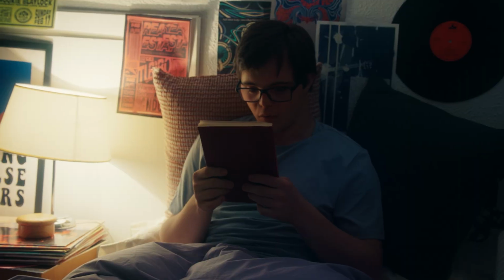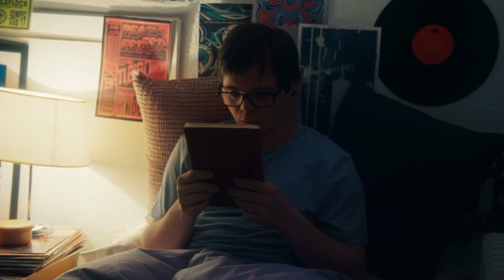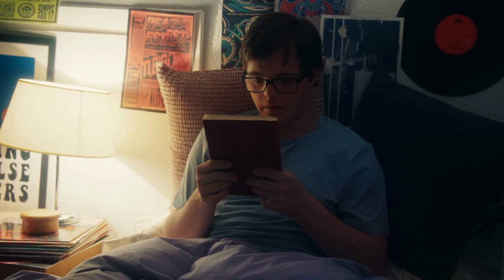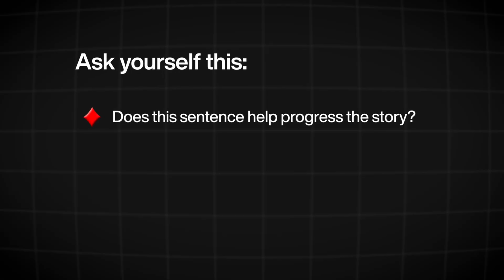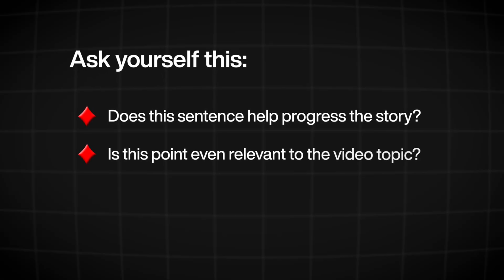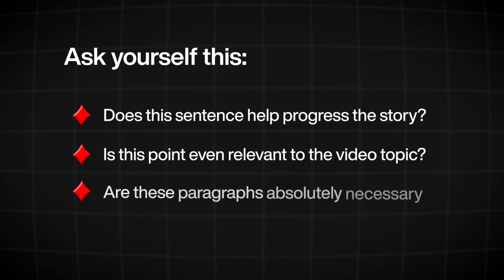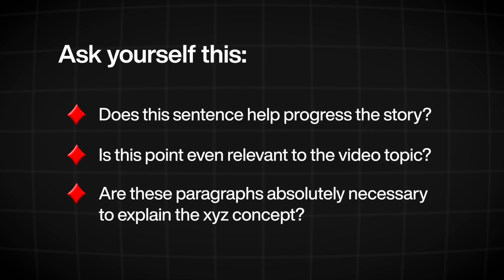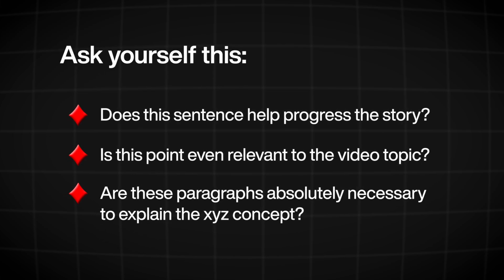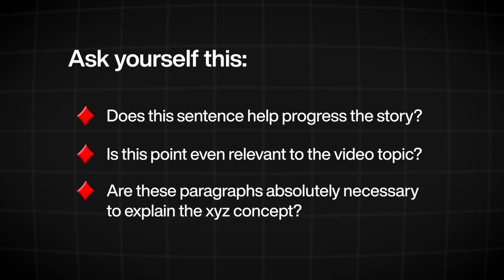You need to start killing your darlings. It starts with being honest with yourself about the things that really aren't benefiting your viewer, even if you like what you've written. We've all been there. A simple way to do this is reading through your script, especially aloud, and asking yourself these questions. Does this sentence help progress the story? Is this point even relevant to the video topic? Are these paragraphs absolutely necessary to explain the XYZ concept? And if the answer is no for any of these, then it gets cut.